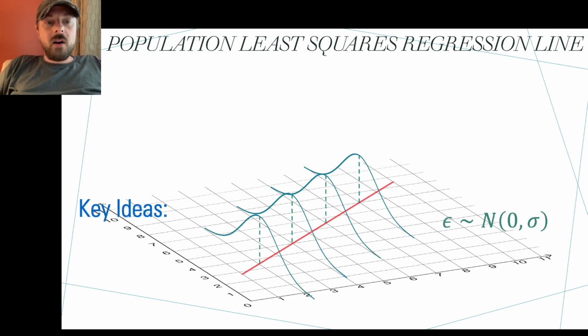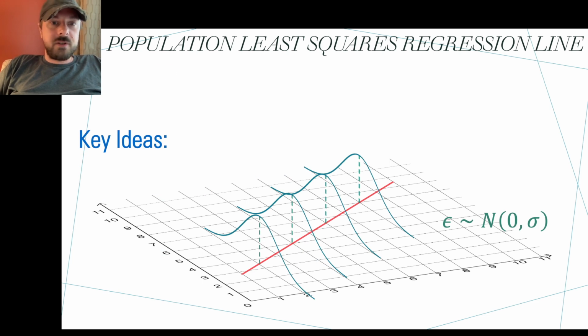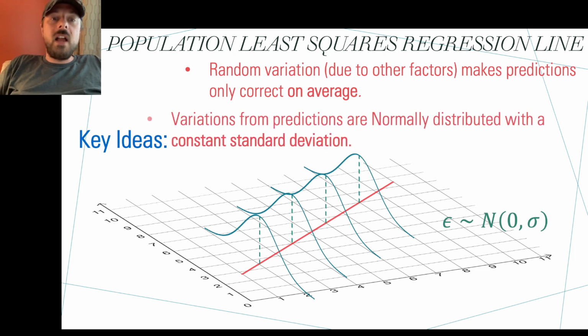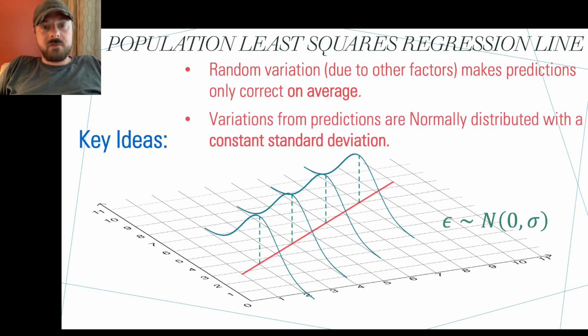So our big ideas, our key ideas, just to recap, remember that random variation due to other factors makes our predictions only correct on average when we're making predictions using least squares regression lines. And a fundamental assumption of least squares regression is that variations from our predictions are normally distributed with a constant standard deviation. The residuals that we observe will always have a constant standard deviation.